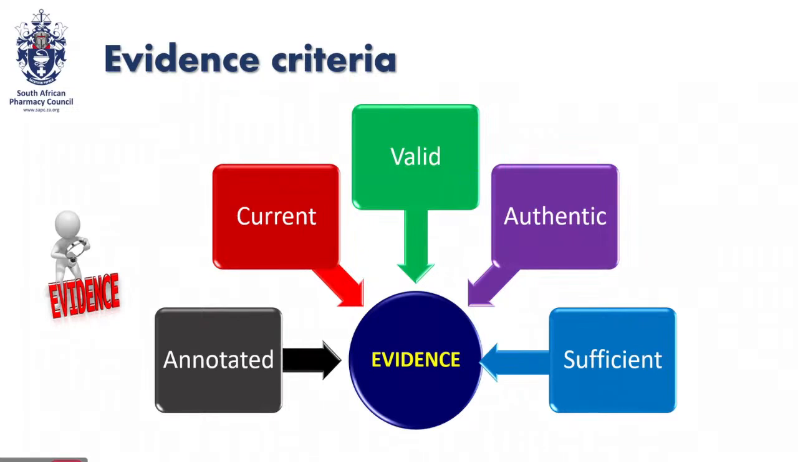Good, now we're going over to evidence. Evidence is extremely important and evidence needs to adhere to the following criteria. It should be annotated, it should be current, it should be valid, it should be authentic, and it should be sufficient. So evidence should adhere to all of these for evidence to be successful.